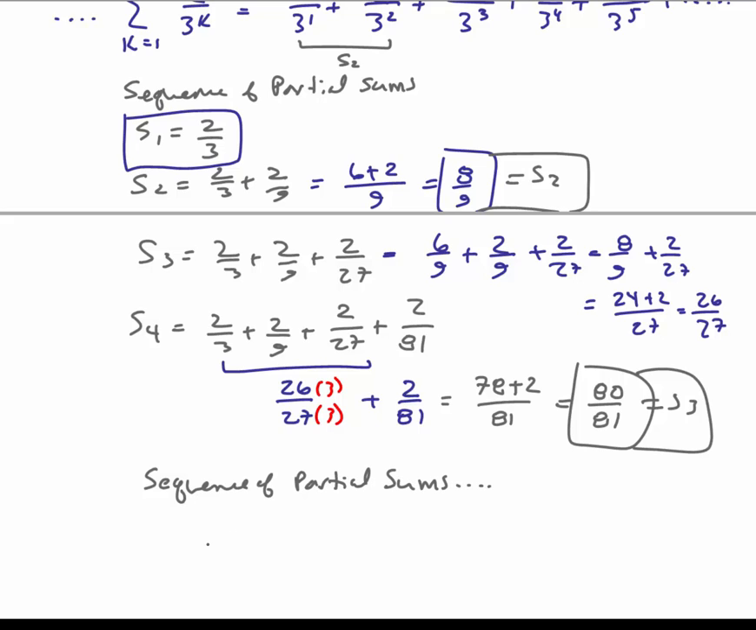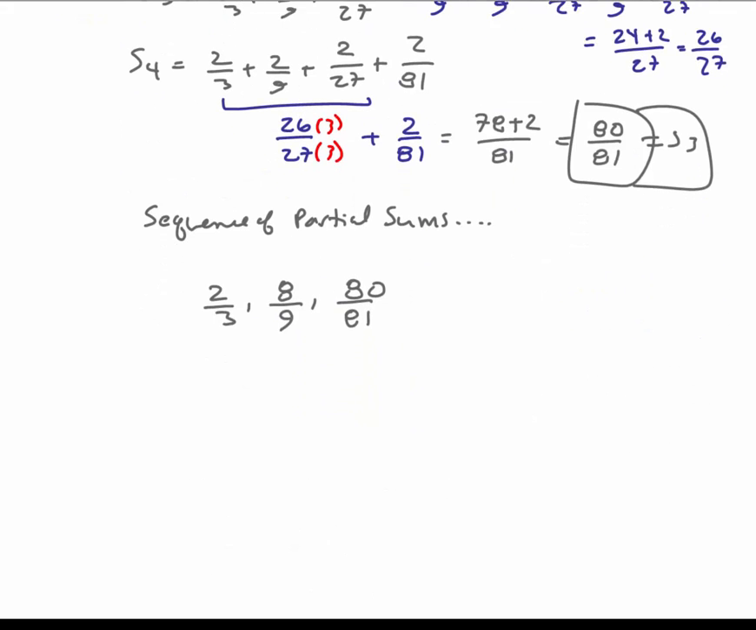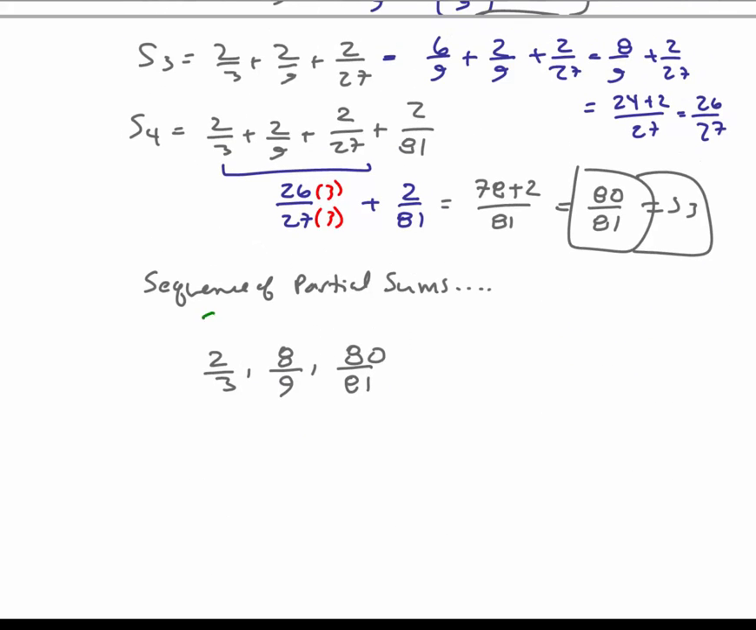So we have 2/3, comma, we're not adding these up, I'm writing out those partial sum sequences, 80/81. So this first one was S sub 1, S sub 2, S sub 3. So we're trying to write a function here. So I'm seeing a few things. First of all, this 3, this is 3 to the first.